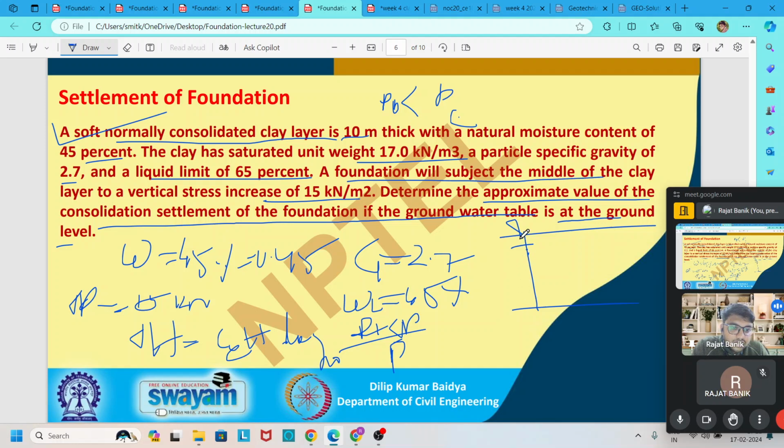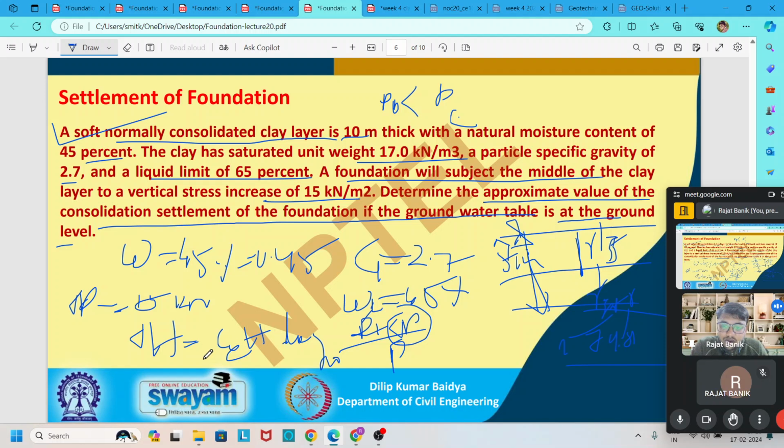So if there is 10-meter height, the middle of the layer height is 5 meter. So we find out first the effective stress at a depth of 5 meter, that is gamma dash into 5, where gamma dash is equal to gamma saturated minus gamma W. You consider gamma W is 9.81 and gamma saturated given is 17. So easily find out the gamma dash, and then if we multiply by 5, we get our P, that is P dash or sigma Z dash, and del P is given 15 kilonewton.